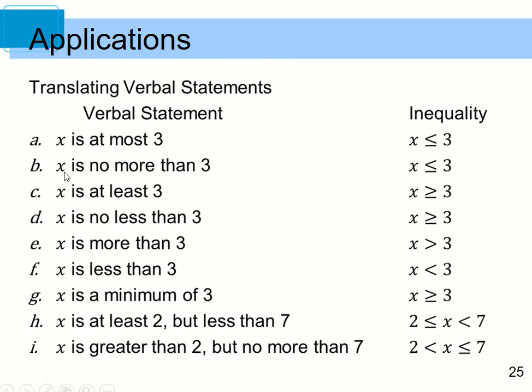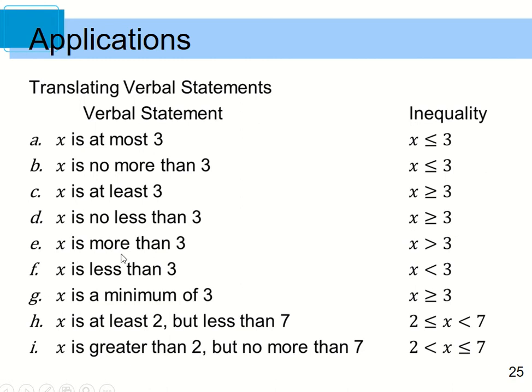If the statement is about x being no more than 3, then the maximum is 3, so we have the same inequality, x is less than or equal to 3, because it's not more than 3. Now, if x is at least 3, then 3 is the smallest, so we have x is greater than or equal to 3. If x is no less than 3, that means 3 is the minimum. The x should not be less than 3, so we have x is greater than or equal to 3 as well.